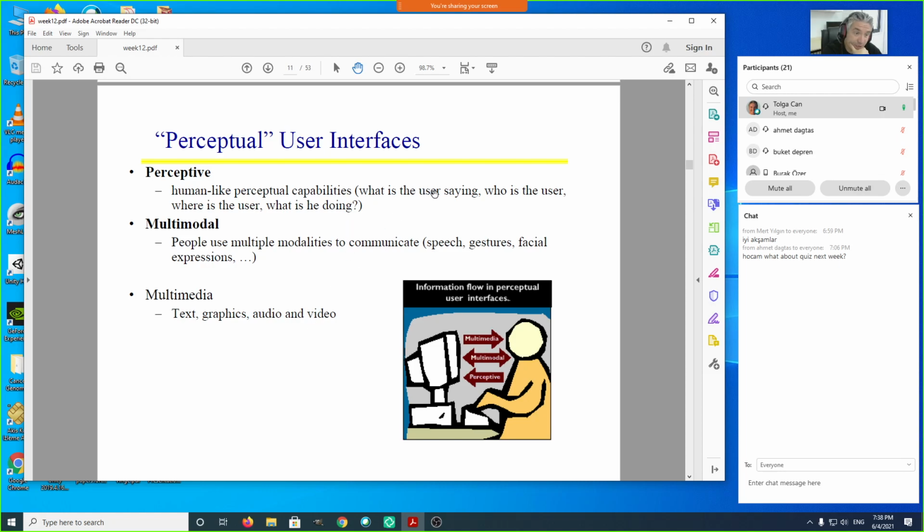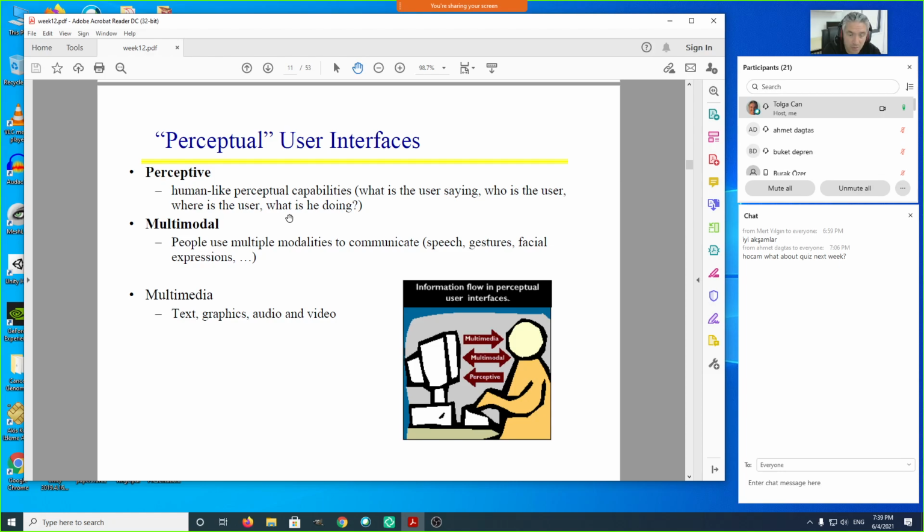What is the user saying? What is the meaning? Is this a command? Is the user searching for something on the web? Who is the user? So user authentication, identification is also possible with vision-based interfaces. Where is the user? Is the user's attention on this screen, or is the user's attention on something else, on the physical desktop? What is he doing? So all these things make the system perceptive.